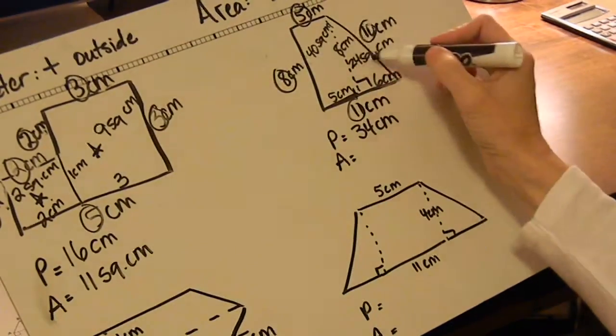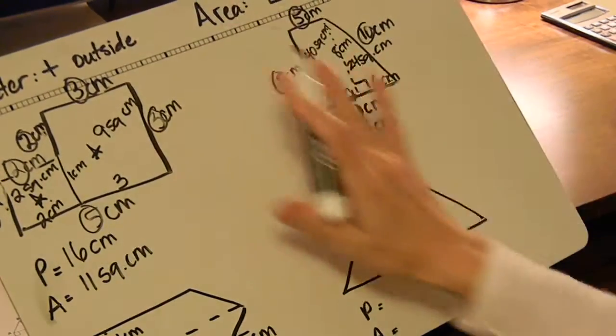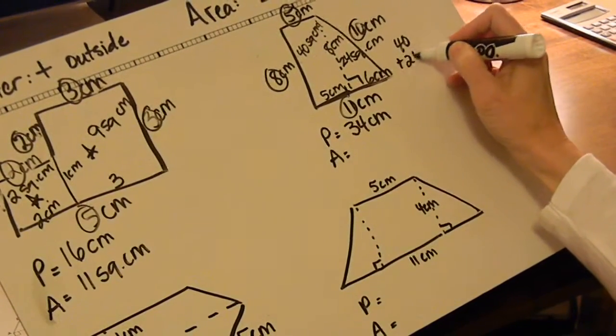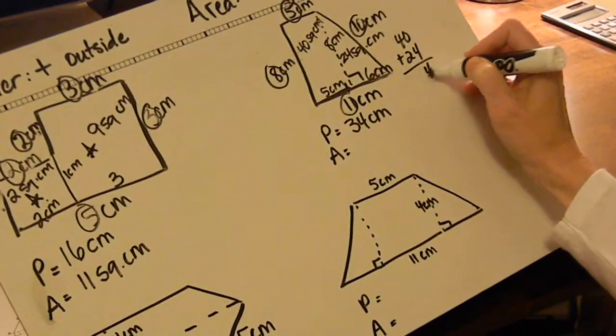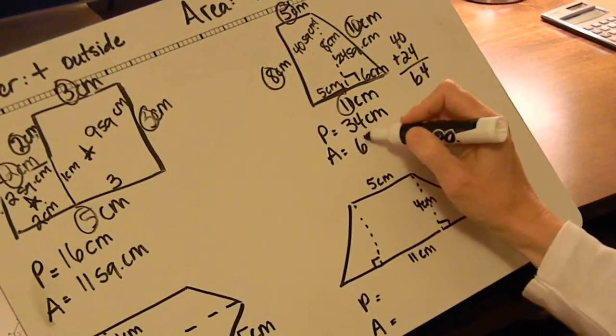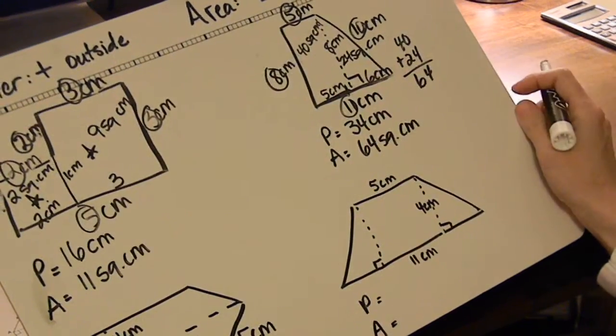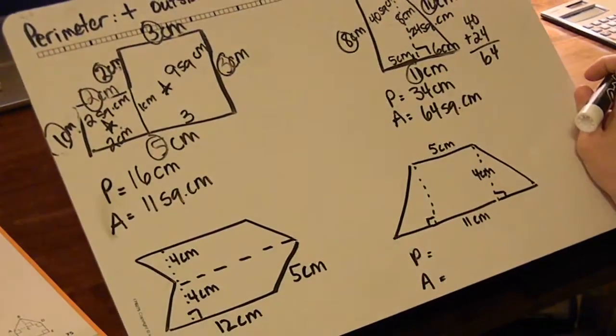Now we need to add those two together to get the total area. So we have 40 plus 24, and we get 64 square centimeters. Now let's go on to this next shape right here.